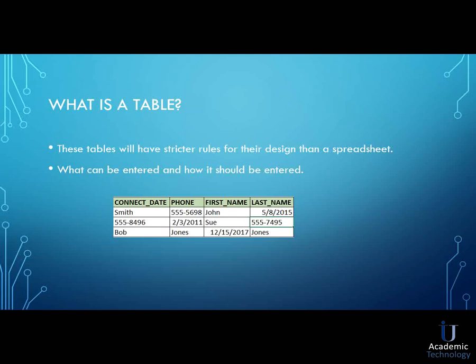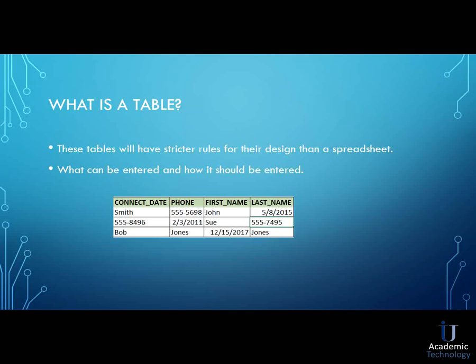So just lastly, we've covered some of this already, but tables will have stricter rules in their design than, say, an Excel spreadsheet, even though an Excel spreadsheet could be used to house databases. So looking at this connect date table, if you entered it into an Excel spreadsheet, you could put Smith underneath the date column. You could put Bob in a telephone number column. On phone, you could put a date or somebody's name. This is one of the issues that you would have with an Excel database, because within each one of the cells you could enter anything that you like.